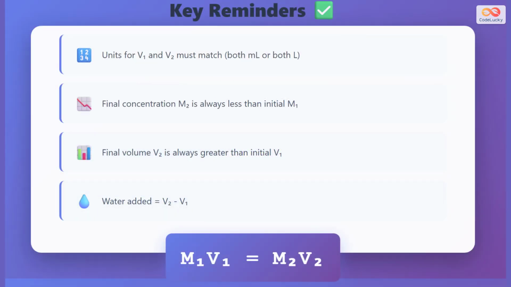Before we wrap up, here are some key reminders to keep in mind when working with dilution problems. First, the units for V1 and V2 must match. You can use milliliters or liters, but both volumes must be in the same units. Second, the final concentration M2 is always less than the initial concentration M1 because we're diluting the solution. Third, the final volume V2 is always greater than the initial volume V1 since we're adding solvent. And finally, remember that the amount of water added equals V2 minus V1. Keep these principles in mind and you'll master dilution calculations. Remember, M₁V₁ equals M₂V₂.